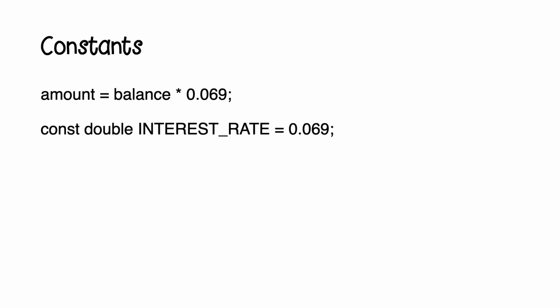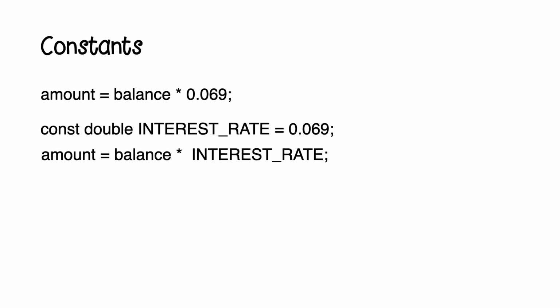An advantage of using named constants is that they make programs more self-documenting. The statement amount equals balance times 0.069 can be changed to read amount equals balance times interest rate. A new programmer can read the second statement and know what's happening. It's evident that balance is being multiplied by the interest rate.